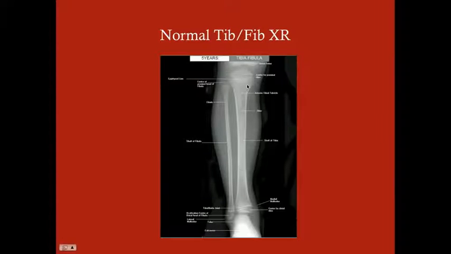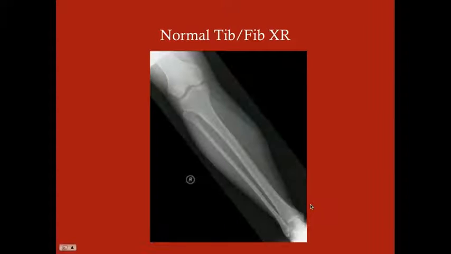So here's your tibia, medial, lateral here. Here's your head of the fibula, and then going down here, your medial malleolus and lateral malleolus. Okay, and here's an adult. So the growth plates are calcified.